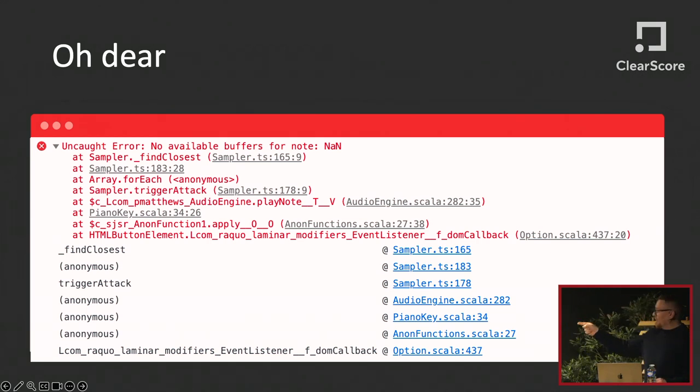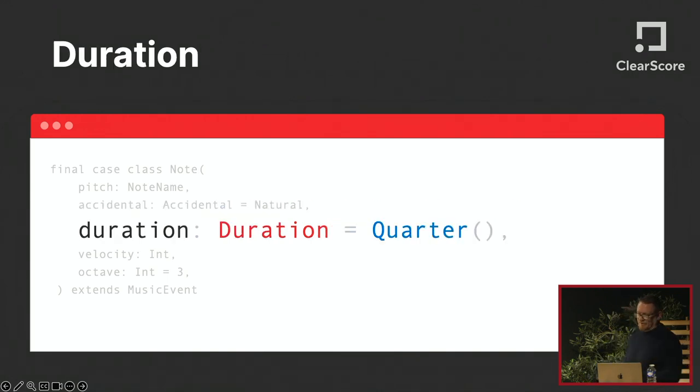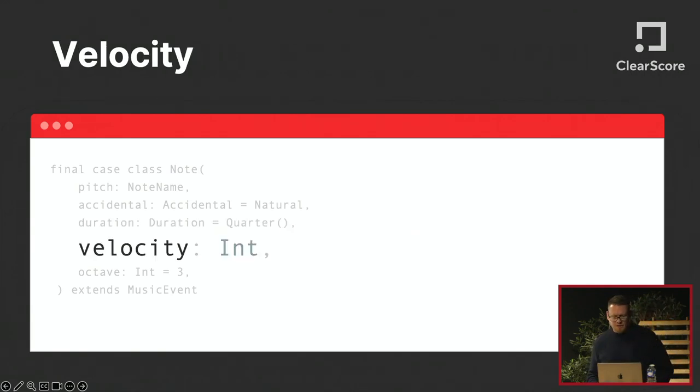Using this note name ADT is going to prevent this particular runtime error from happening, which is fantastic. Cool, so onto the next property of the note product type, which is accidental. This just determines whether a note is a sharp or a flat, so A sharp, A flat, this kind of thing. Next up, duration, how long we play a note for. Velocity. Velocity is specific to digital instruments, right? You don't have a velocity on your bass or your violin. So this is a controversial integer. We'll talk more about that very shortly.